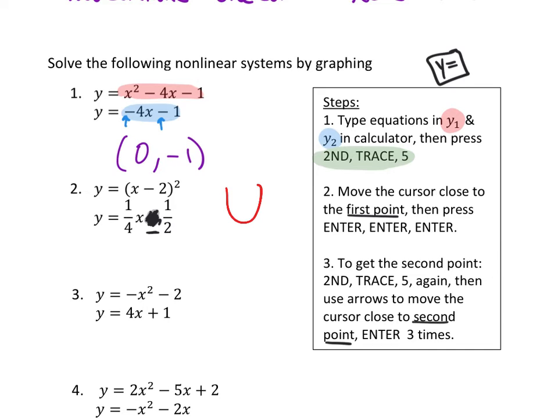If we graph it this time, how many solutions should I be finding? 1 solution. So we have a graph that looks like this and a graph that looks like that. We're looking for the one place where they cross, but the steps are still the same. Second, trace 5. Move the little turtle close to the place. You don't have to be perfect, just get it close. That's pretty good. Enter, enter, enter. Ah, much nicer. That point of intersection is the coordinate 2, 0.